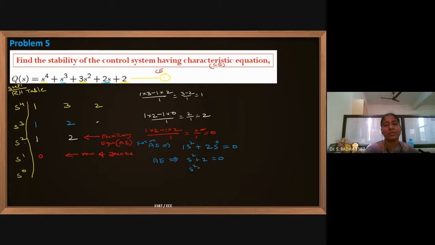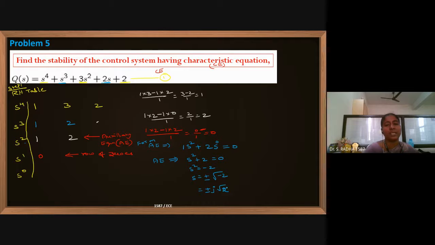Now s square equals minus 2, so s equals plus or minus square root of minus 2. Square root of minus 1 can be written as j. We have root 2, and the minus I have taken outside.